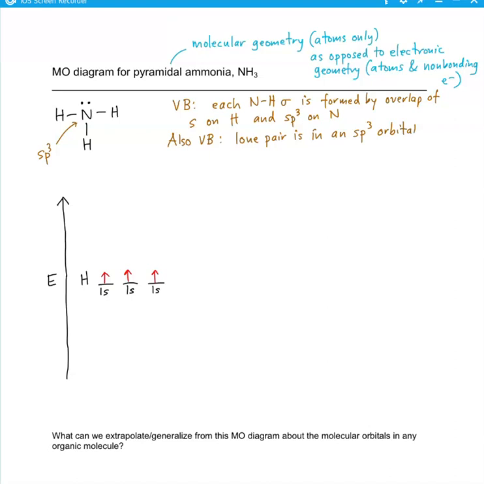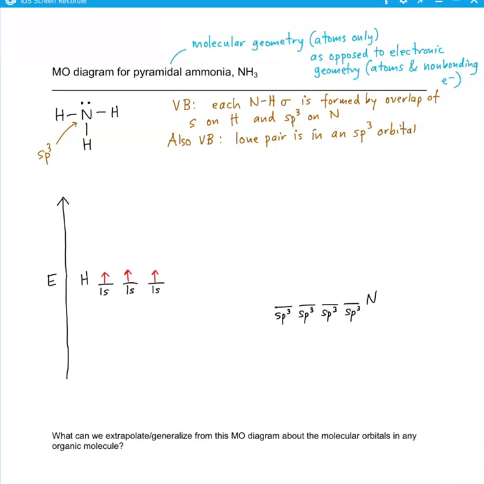The nitrogen orbitals we're going to put on the right side. Now it's sp3 hybridized. So remember, it's only the valence orbitals that we need to worry about because it's the valence electrons that are involved in making bonds. So the nitrogen orbitals are going to be over here. And these are all sp3. The orbitals on the nitrogen are going to be at a lower energy than the orbitals on the hydrogen, and that's because nitrogen is more electronegative than hydrogen.